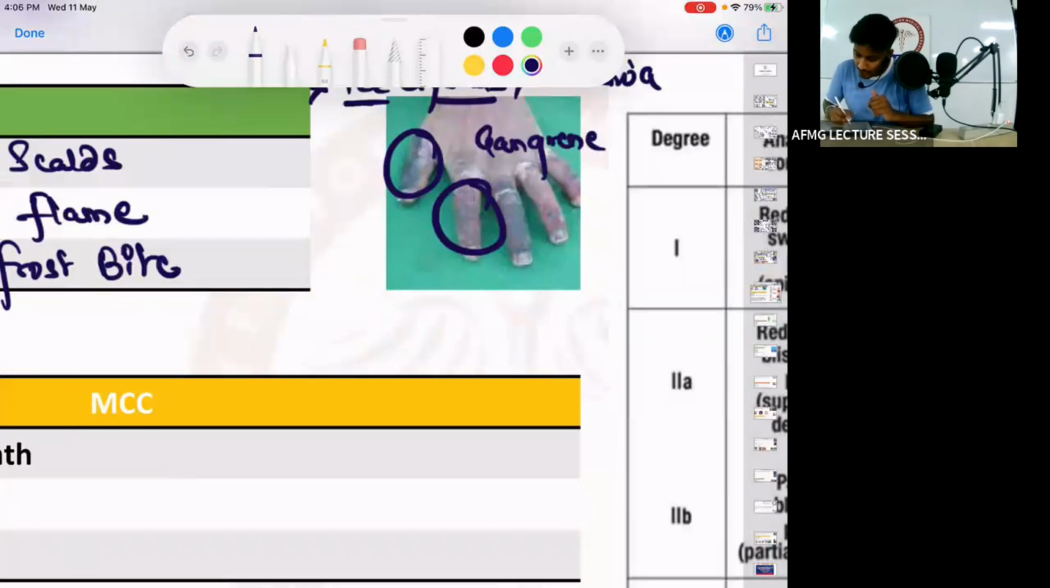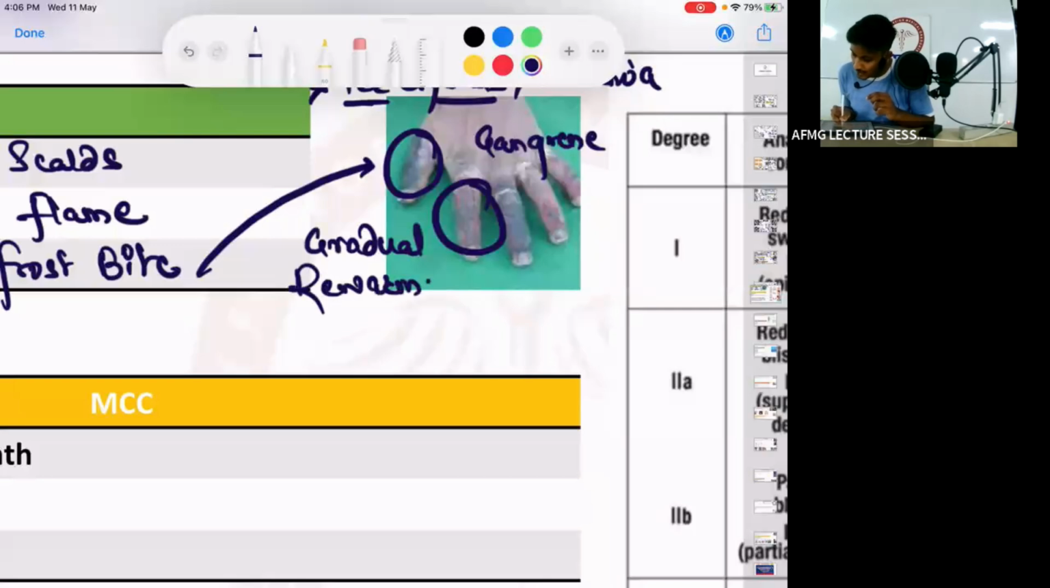And what should be done for frostbite? Gradual warming is done, not rapid rewarming. Gradual rewarming is done. Okay, important. And if the fingers have already lost the blood supply and gangrene has already started, then you will wait till the demarcation line appears, and then you will amputate. Amputation means removal. No issues with this?